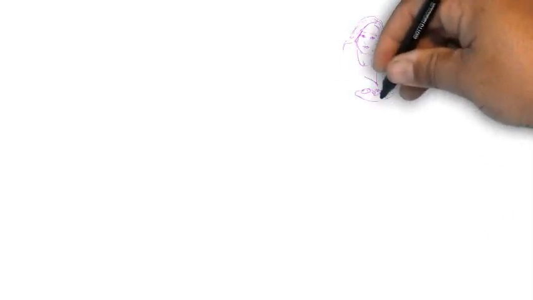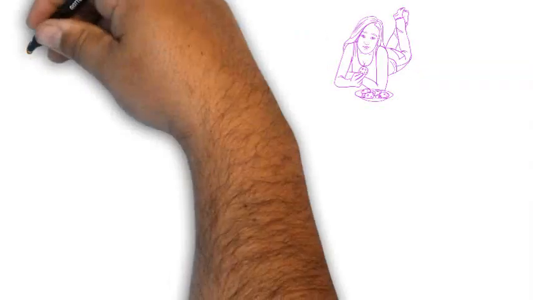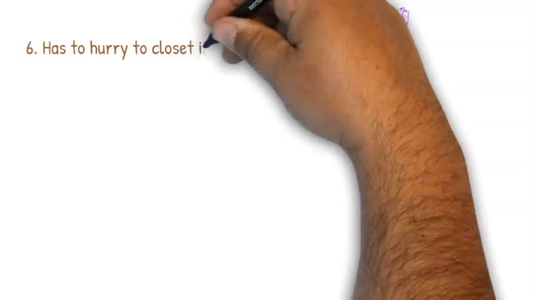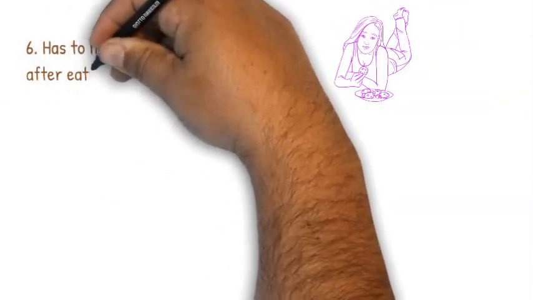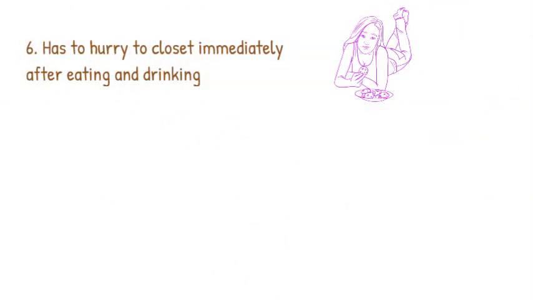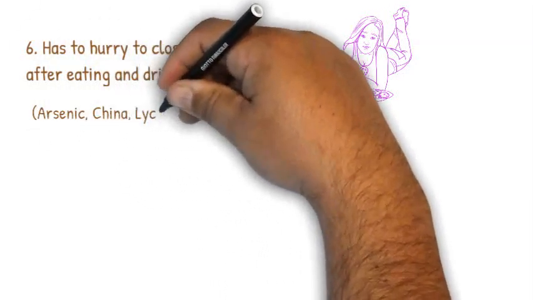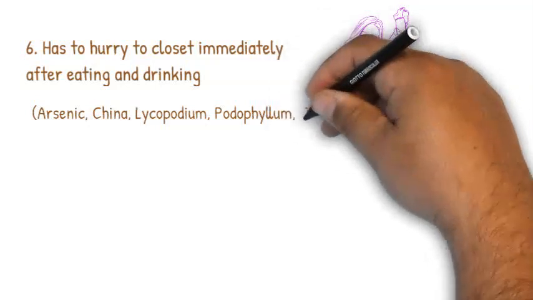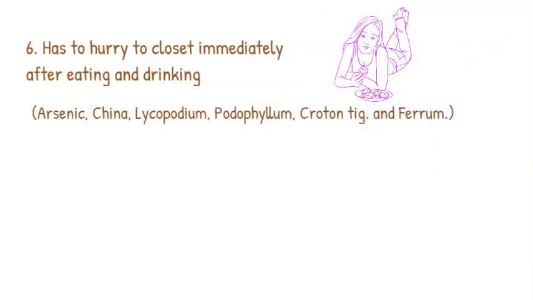Coming to the next characteristic symptom, he has to hurry to the closet immediately after eating and drinking. So there will be aggravation of diarrhea after eating and drinking. There are several medicines like arsenic, china, lycopodium, podophyllum, croton tiglium and ferrum which have this symptom. So, aggravation after eating and drinking.